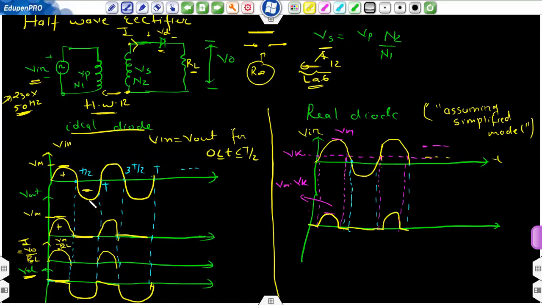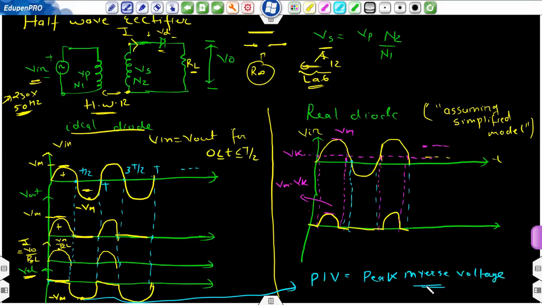And if this point is minus Vm, this point is also minus Vm. Okay, so this is known as peak inverse voltage, short form PIV. It is the maximum voltage drop across the diode when it is in reverse bias condition. That is minus Vm, and in this case, the magnitude is Vm.